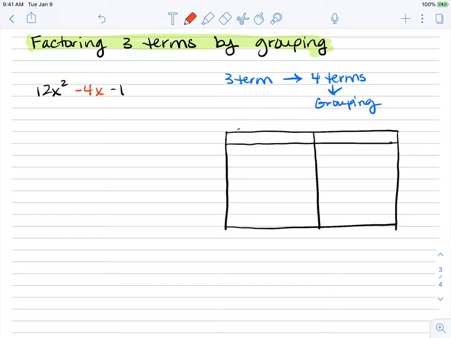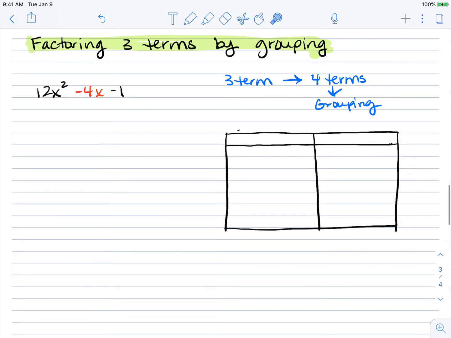Okay, we're going to factor three terms by grouping. The way that I'm going to do this is I'm going to take my three terms and force it into four terms. The reason I'm going to force it into four terms is because if I have four terms, I can use factor by grouping.